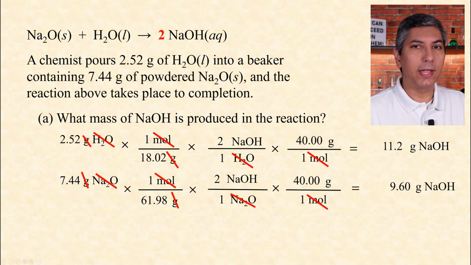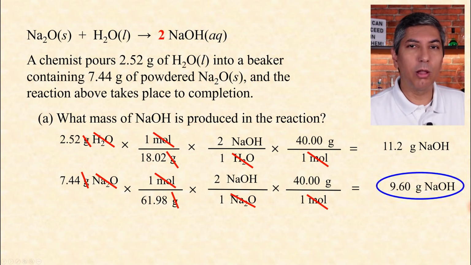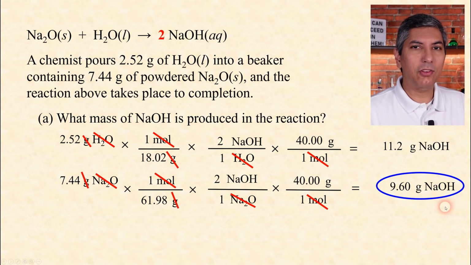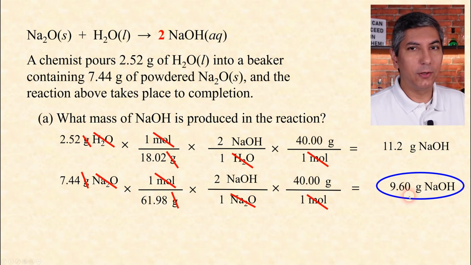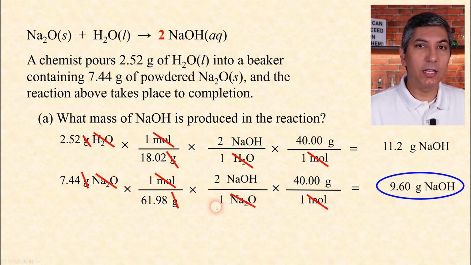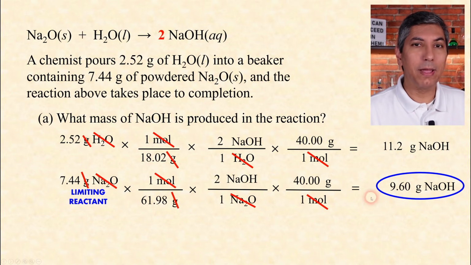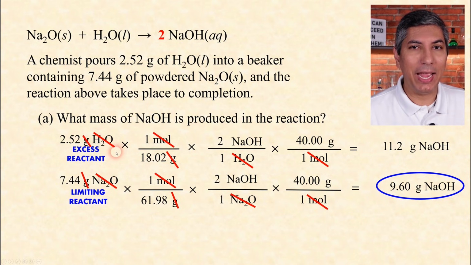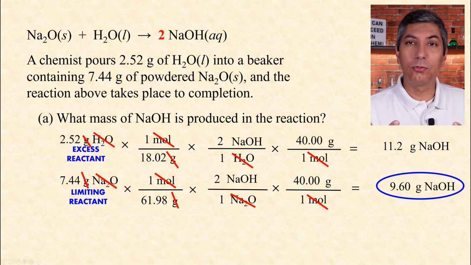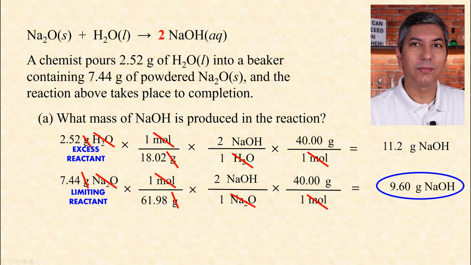When we have two answers like this, we always select the smaller answer. So in this reaction, we actually produce 9.60 grams of sodium hydroxide. This means that sodium oxide is the limiting reactant, since that reactant produced the smaller amount of product. Water, on the other hand, is the excess reactant, so we'll have water left over after the reaction.